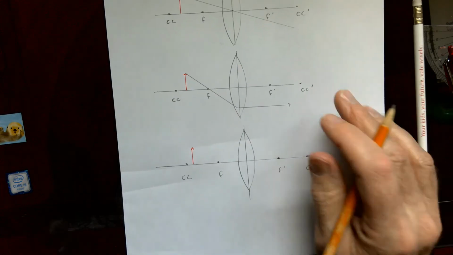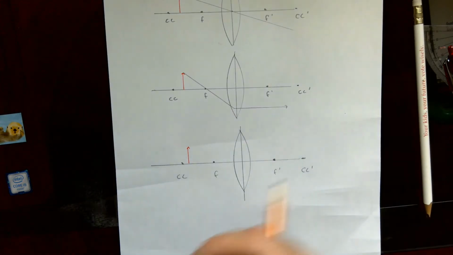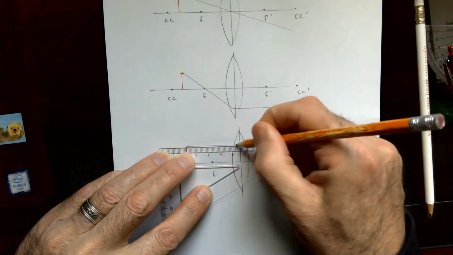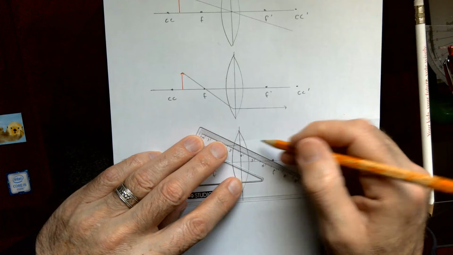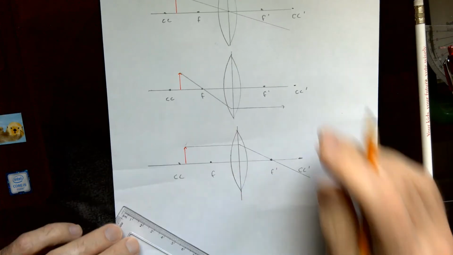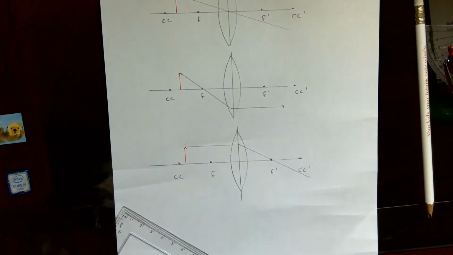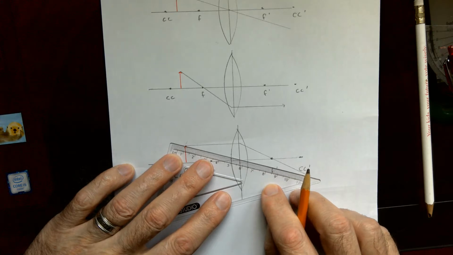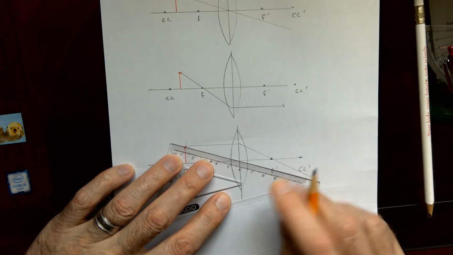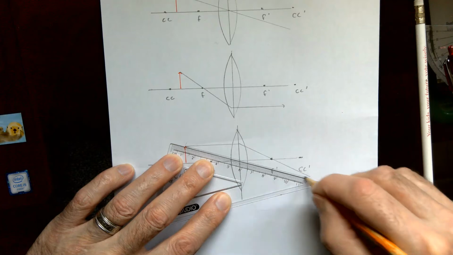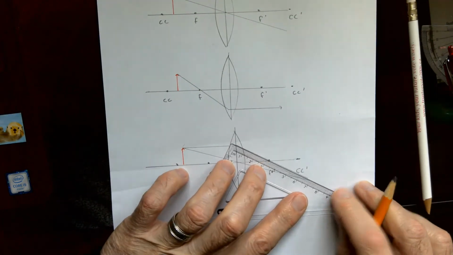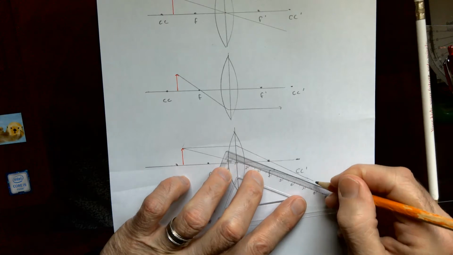Once you've mastered those 3 lines, all you need is any 2 of those lines. So I'm going to choose straight across parallel, then down through F. The more accurately you draw the lines, the more accurate your drawing is going to be. Okay, then I'm going to go through the center of the lens. Notice these don't quite meet, so I'm going to have to extend the lines just a little bit to get them to meet.